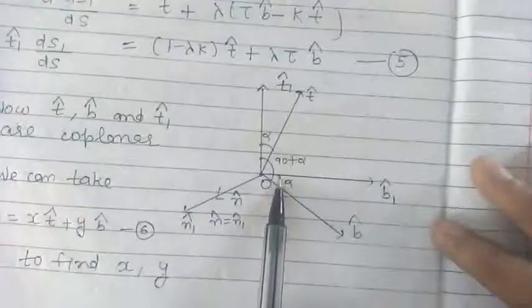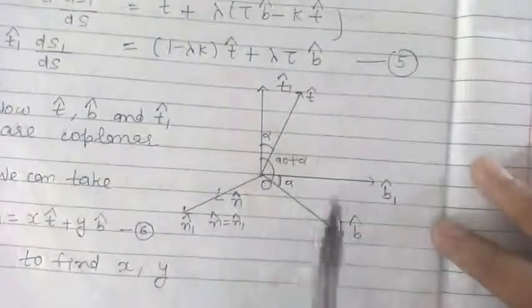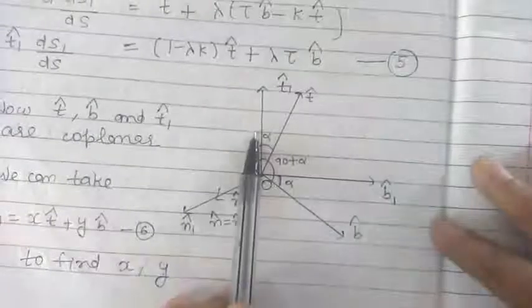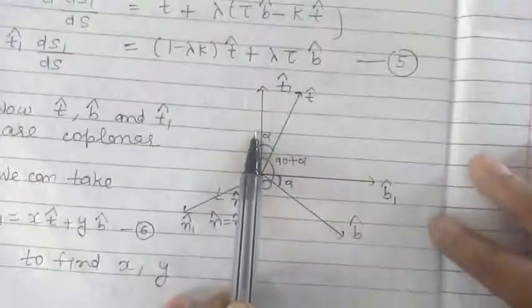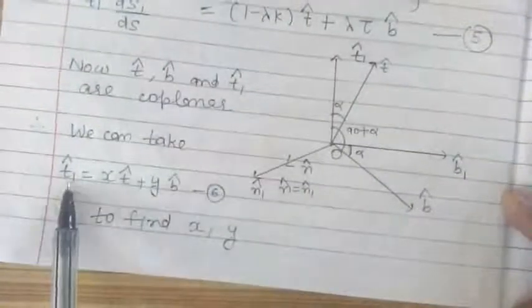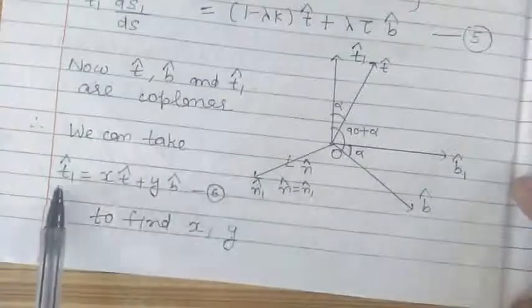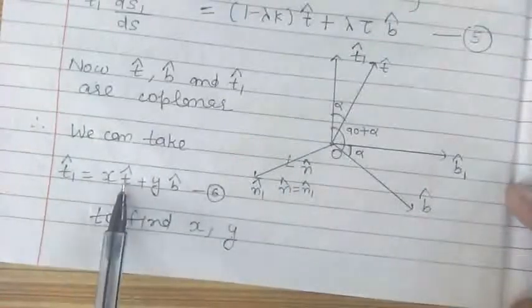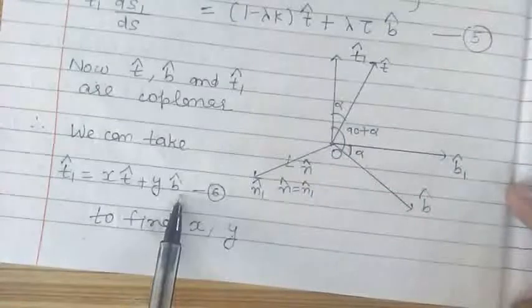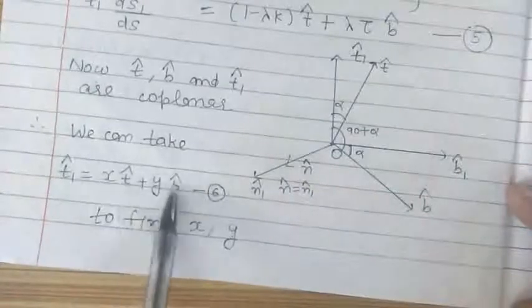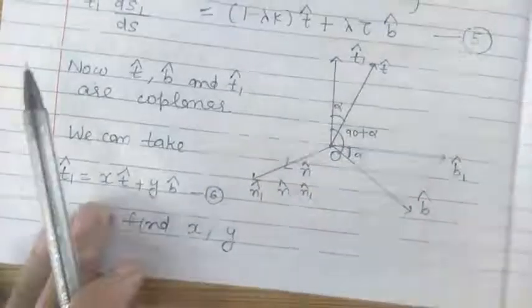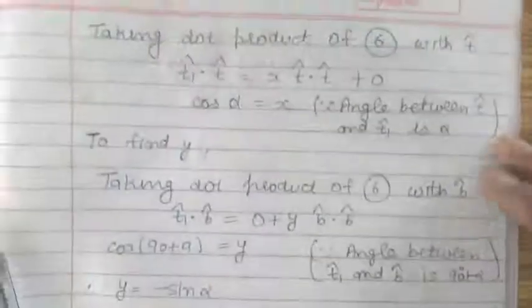We can see that the vectors T cap, B cap and T1 cap are lying in the same plane, so they are coplanar vectors. By the definition of coplanar, one of them can be written as a linear combination of the other two. So let us write T1 cap is equal to x into T cap plus y into B cap. Now let us find the values of x and y. To find them, let us take the dot product of equation 6 with T cap.